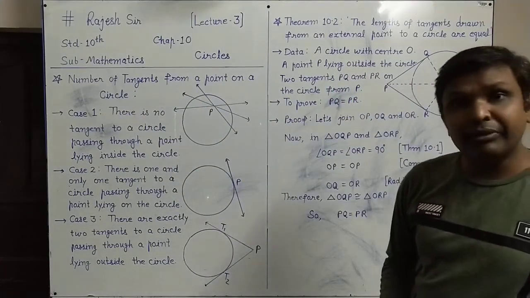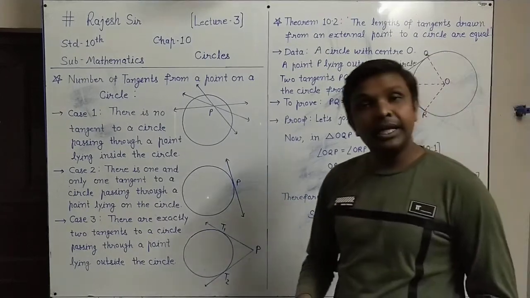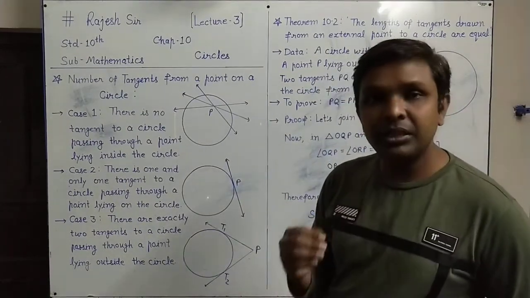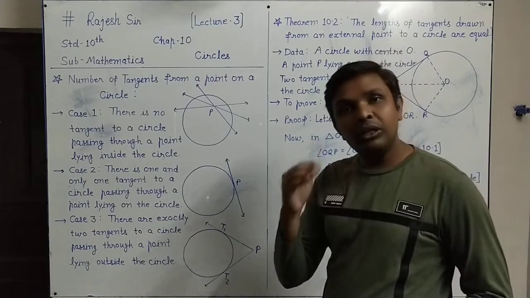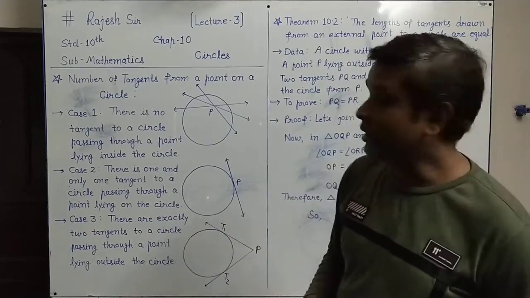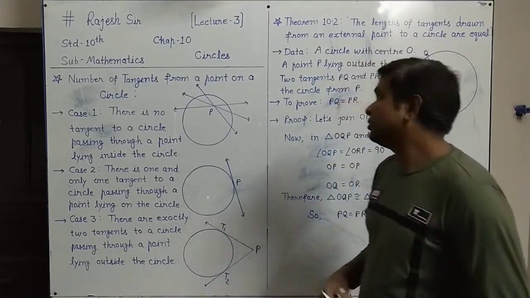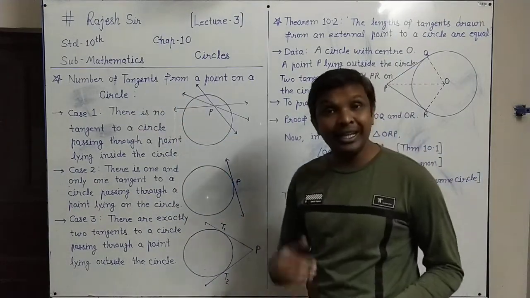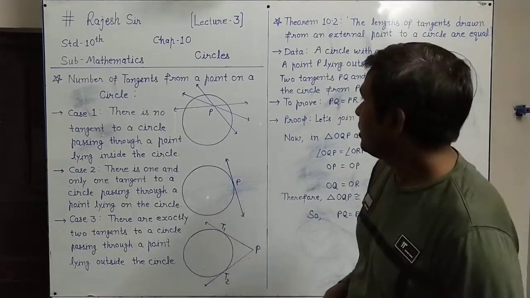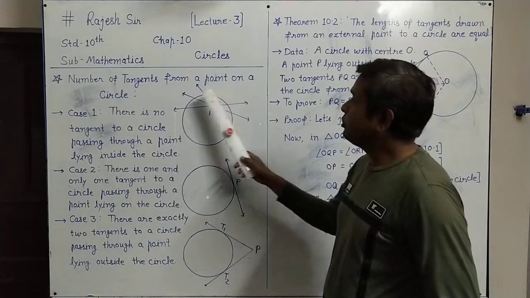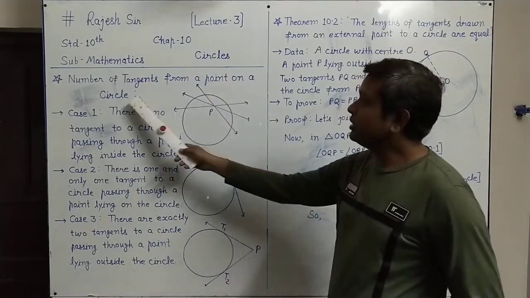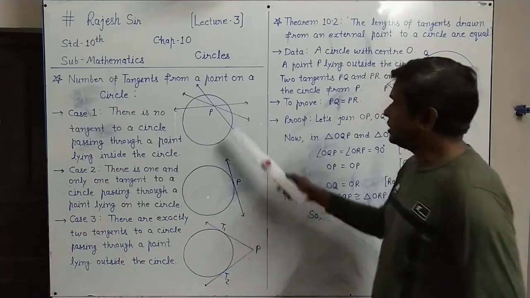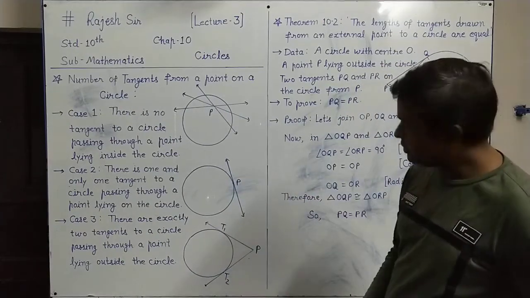About the tangent, the definition we have seen: a tangent is a line which is passing through one and only one point of the circle. So here we are going to discuss how many tangents we can draw on that circle, depending on where the point is. Three situations we have shown here.